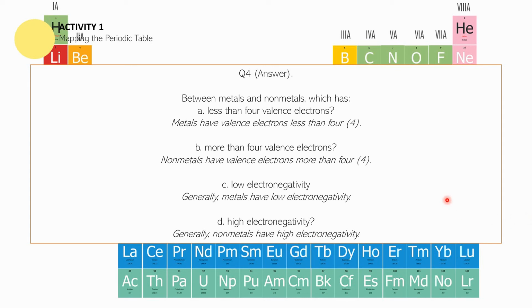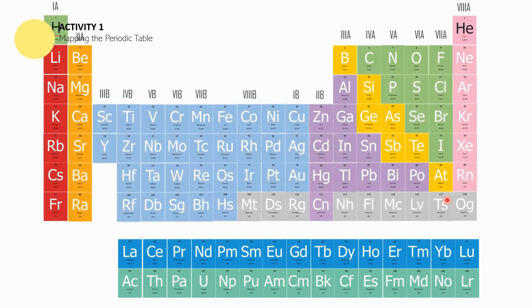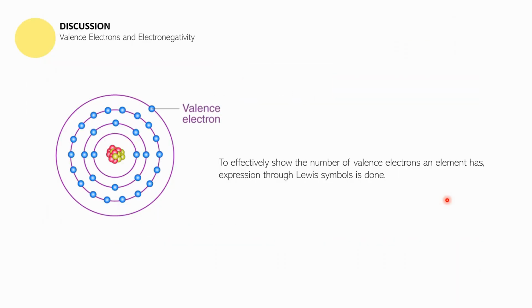Okay, so count the number of correct answers. Okay, and then I hope that you record your scores well. This is 4/4 if you got all of the answers correctly. That ends this part of the session. The last part of the session is a discussion on valence electrons and electronegativity.